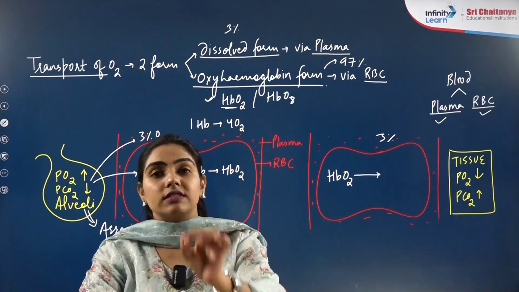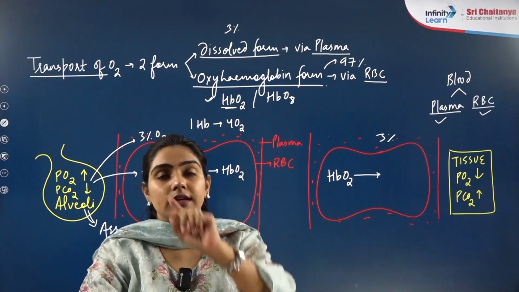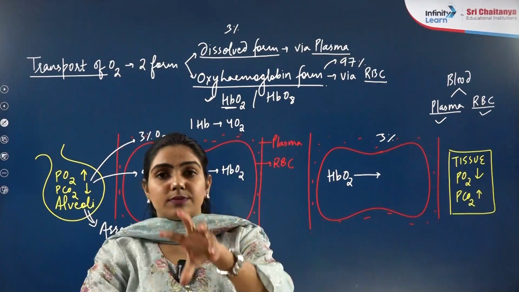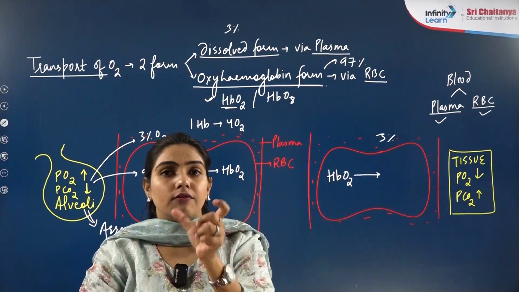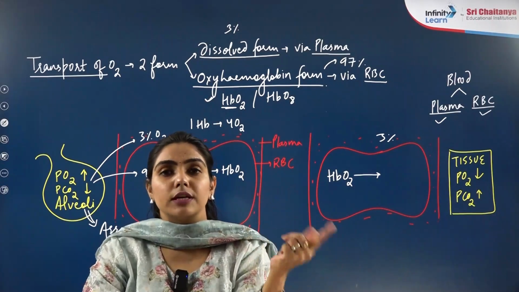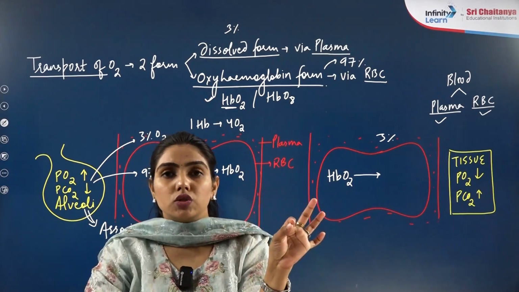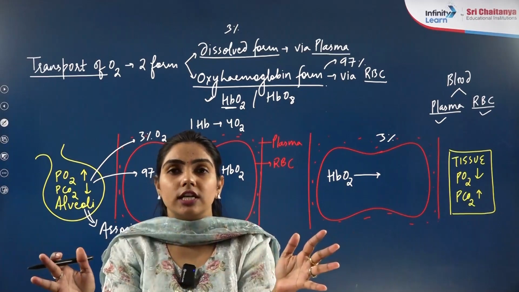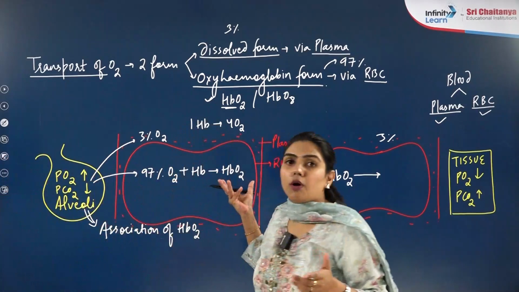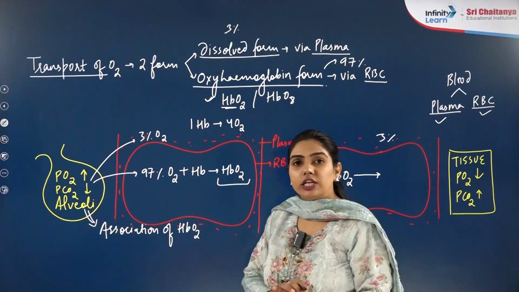That's what you have seen at the alveolar site when we have seen transport of carbon dioxide. When the transport of carbon dioxide occurs from blood to alveoli, in the alveoli, partial pressure of oxygen is more. So, HbCO2 dissociation and HbO2 formation.